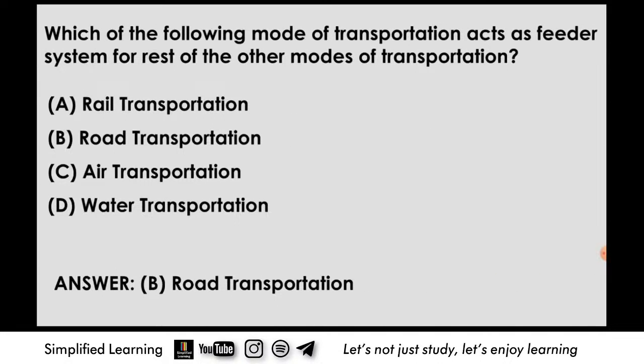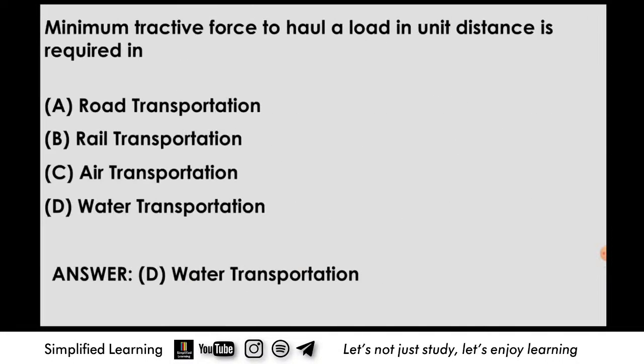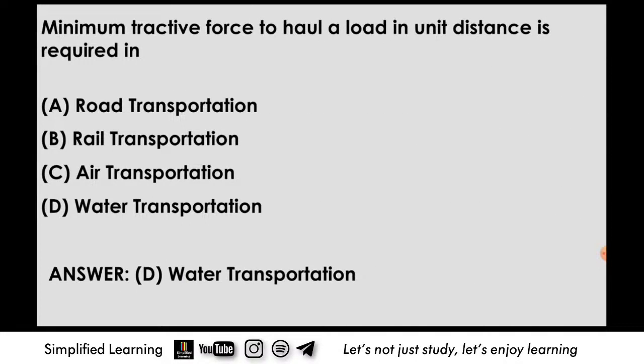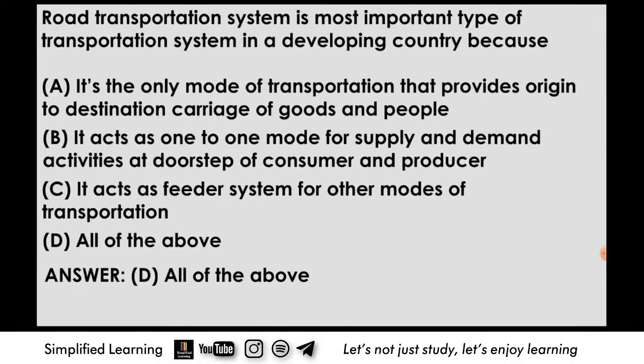Then, which of the following mode of transportation acts as feeder system for rest of the other mode of transportation? It is road transportation which acts as feeder supplier for other modes of transportation such as rail is there, air is there and water is there. Minimum tractive force to haul a load in unit distance is required in water transportation.